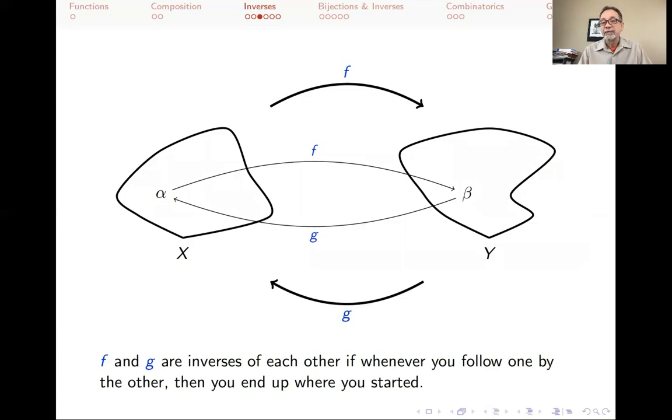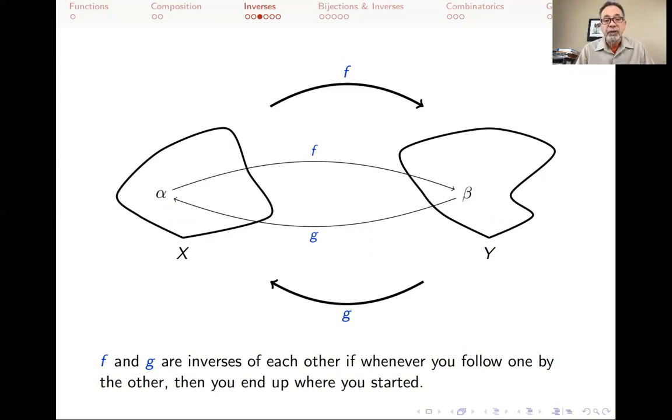To repeat what inverses are, we have a function f that sends every element of x to something. For example, it sends alpha to beta. The inverse function, if it exists, takes beta back to alpha, and it does that for every element of x and y. If I start with f, apply f to some element of the domain, and then follow that by g, I should be back where I started.